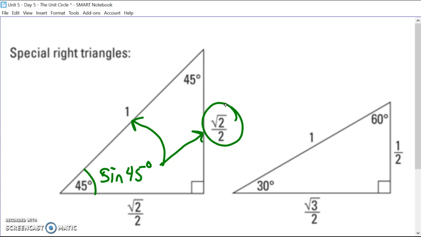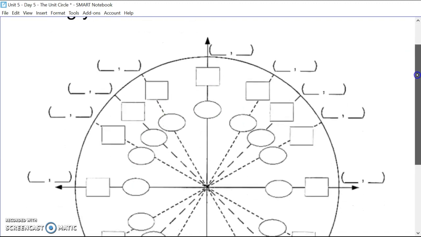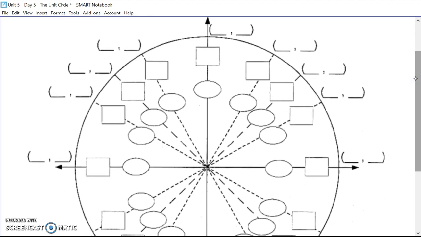So now we want to apply that to the unit circle. I'm going to get you started on this, and then I'm going to let you pause or actually stop this video and pick up with the next video after you're done with this.